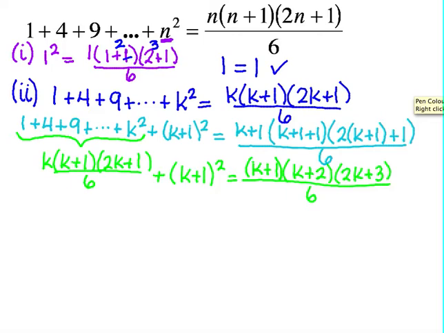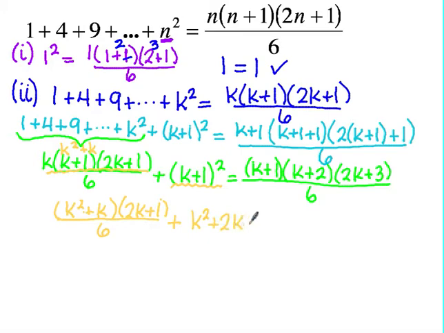Okay. Now, what I'm going to do is go ahead and FOIL out this. All right? And I'm also going to start to FOIL out this. I know that this is k squared plus k. Okay, so I end up having k squared plus k times 2k plus 1. All of that is over 6, plus, what does k plus 1 squared come out to be? That's going to equal here on the right k plus 1 times k plus 2 times 2k plus 3 all over 6.